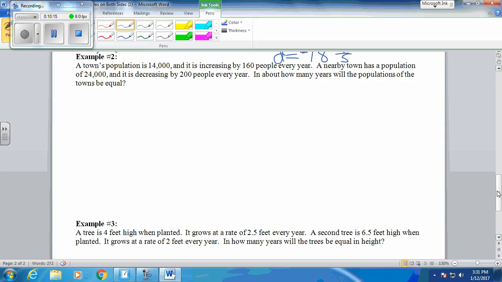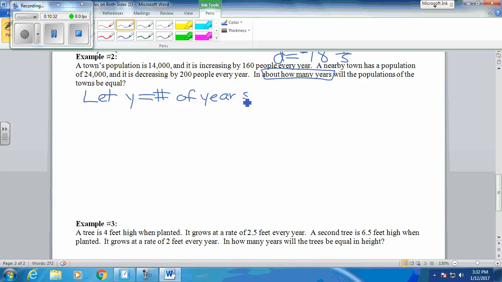So the unknown is about how many years. So we're setting up our let statement to say that whatever letter you want to use, I'm looking for the number of years, so I'm going to use y. Let y be the number of years.